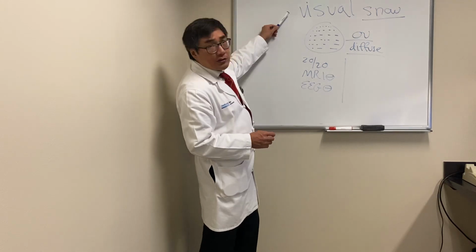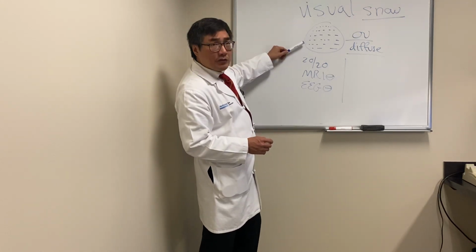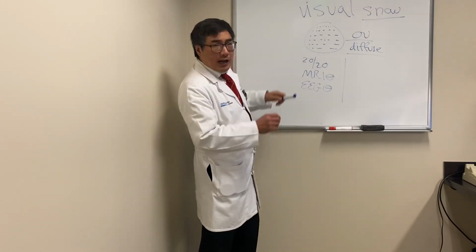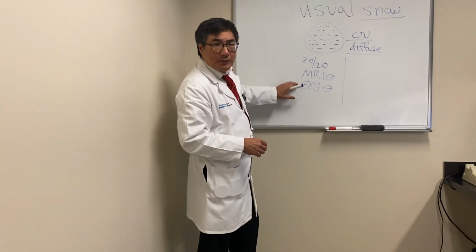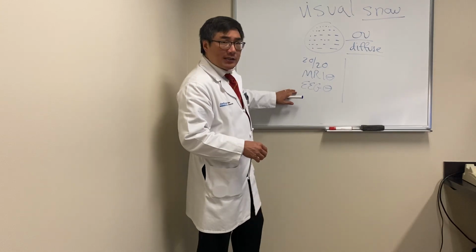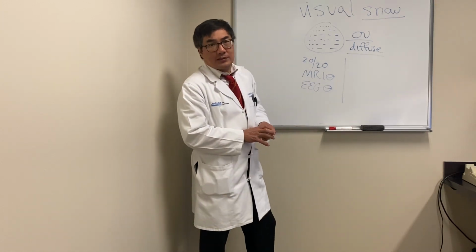So I believe visual snow is real. It's bilateral, diffuse, it's constant. It's described as snow or static in the visual field of these patients. They have a normal exam, normal imaging, and no evidence of seizure activity, and you could try anti-seizure medicines as a trial.